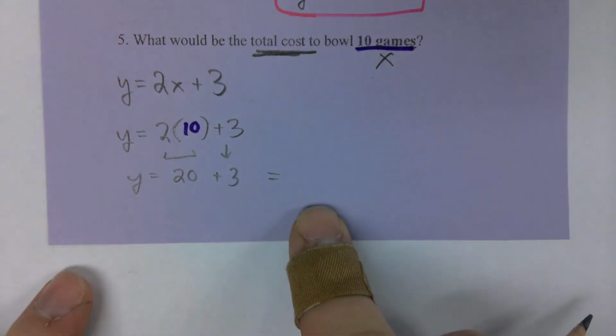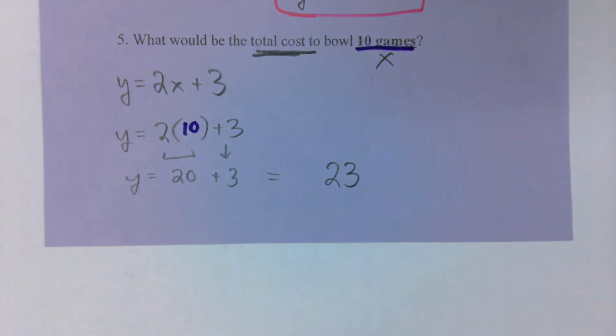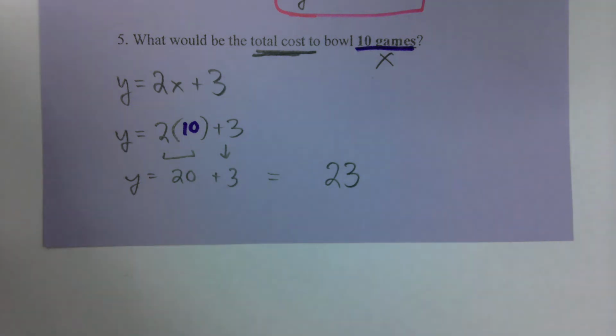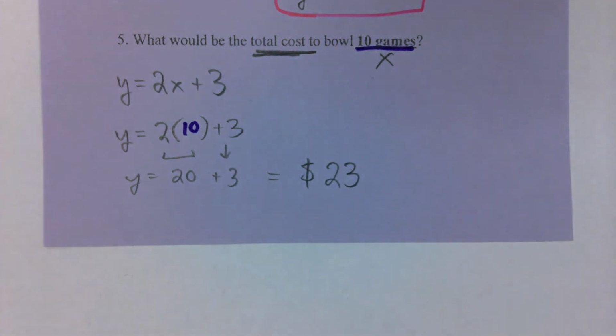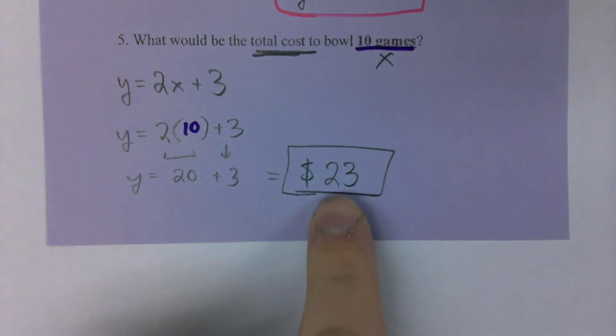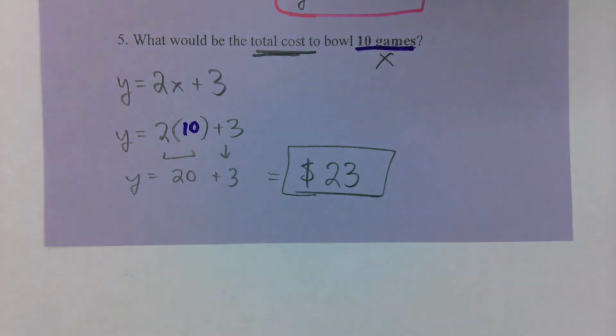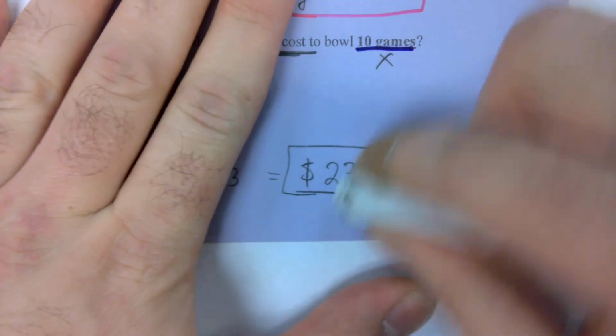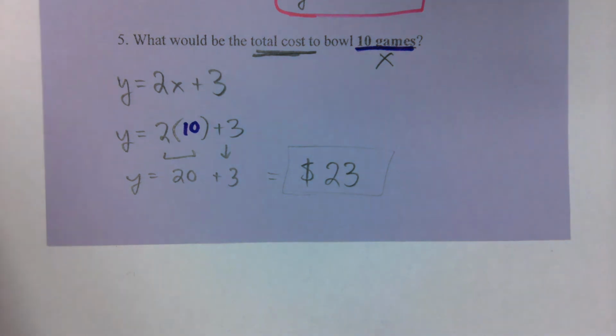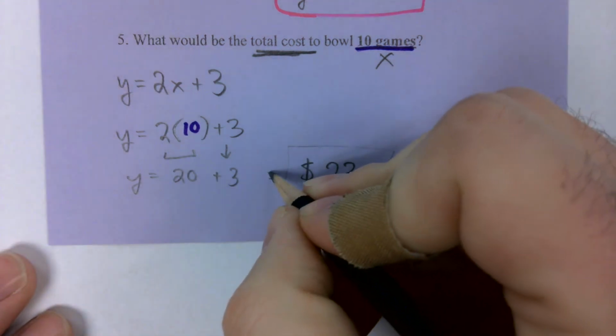Yeah. 23, right? Now keep in mind, we're dealing with a situation here, or a certain context. So is 23 a good enough answer? No. No, what else do we need here? Azalea? The dollar sign. That's right. We need our units. You can either write the dollar sign in front or write out the word dollars after it. I don't really care. This is probably more familiar to you. And we find that after bowling 10 games, including the shoe rental, it's going to cost a total of $23.